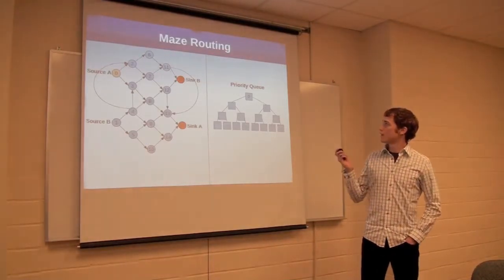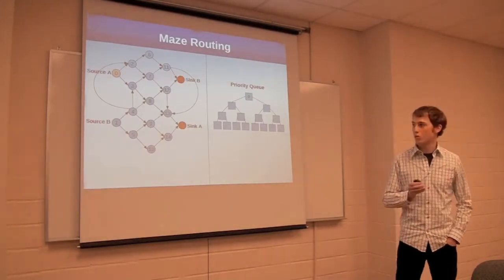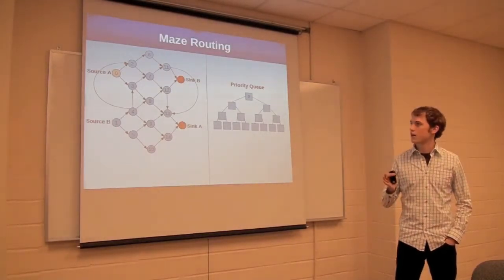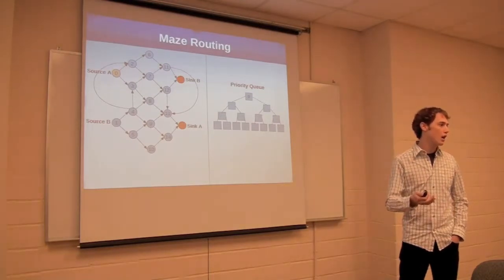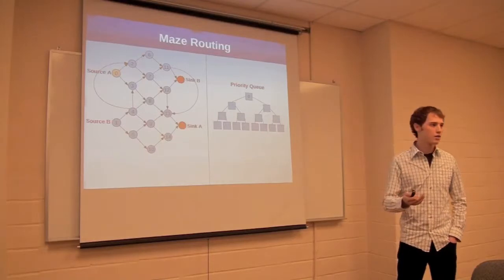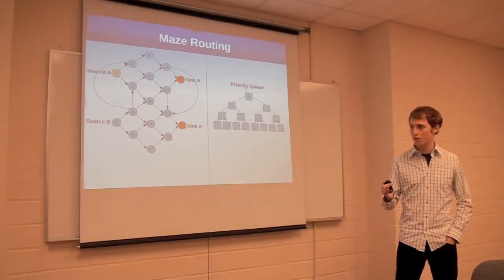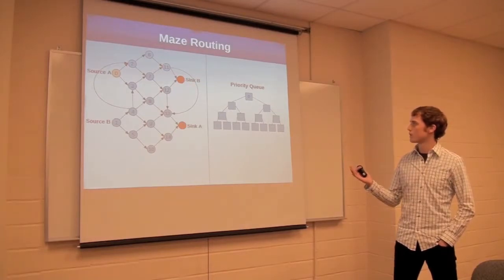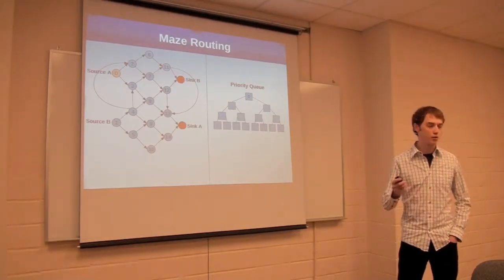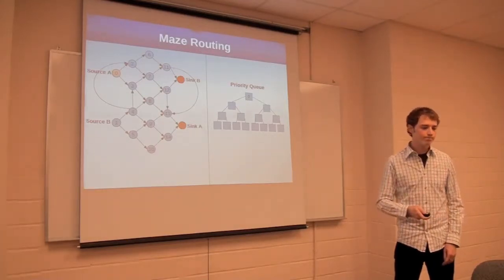So on the right is a priority queue. Now what the priority queue is for is to organize the nodes that we'd like to explore by their cost. So the lowest cost node, which is the best one to explore, will be at the top of the priority queue. And here the priority queue is structured as a binary heap. So the top is kind of the head of the queue.